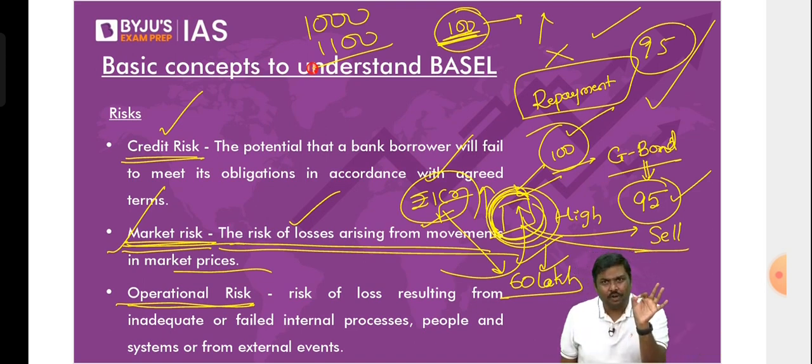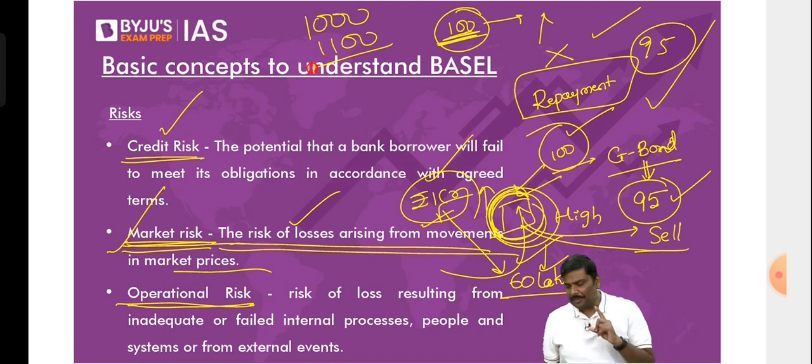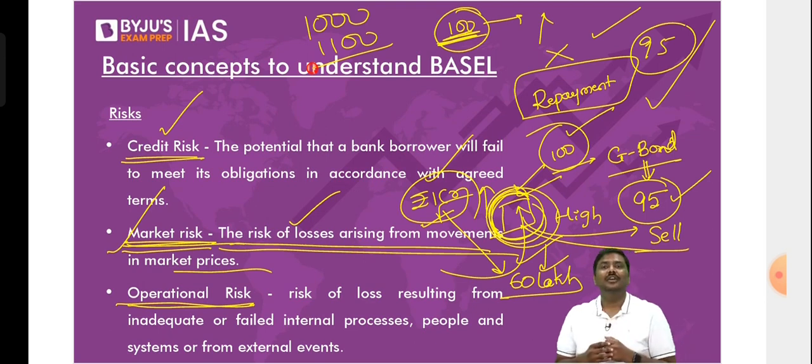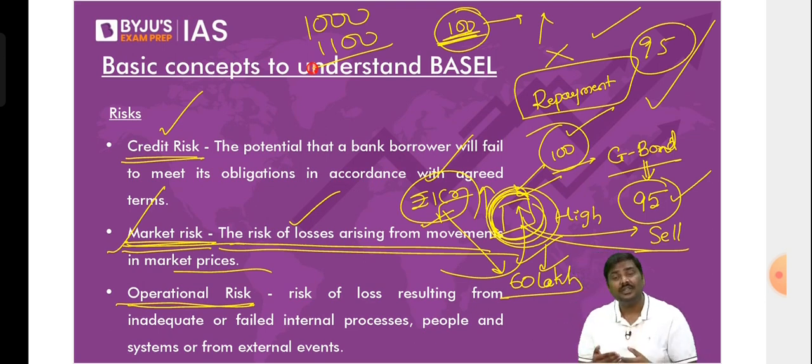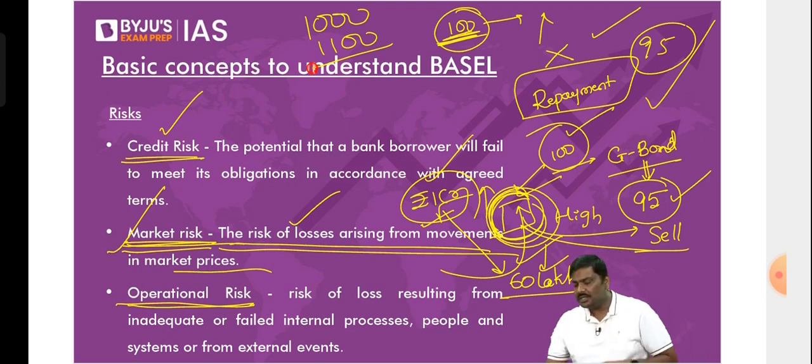Now tell me, is that 100 rupees a loss or not for the bank? That 100 rupees extra that I've given to you, is it a profit or a loss for the bank? It is a loss. So whenever, because of the systems, because of the processes, because of the people, the bank incurs a loss, that is called operational risk. That is referred to as operational risk.